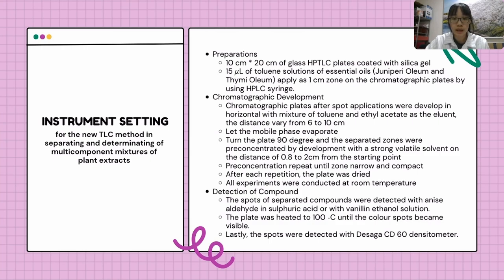After that, the plate was turned 90 degrees and the separated zones were pre-concentrated by development with a stronger volatile solvent on a distance of 0.8 to 2 cm from the starting point. The pre-concentration was repeated until the zones were narrow and compact. After each repetition, the plate was dried. All of the experiments above were conducted at room temperature. Thirdly is the detection of compounds. The spots of separated compounds were detected with anise aldehyde in sulfuric acid or with vanillin ethanol solution. The plate was heated to 100 degrees Celsius until the color spots became visible. Lastly, the spots were detected with the Desaga CD60 densitometer.